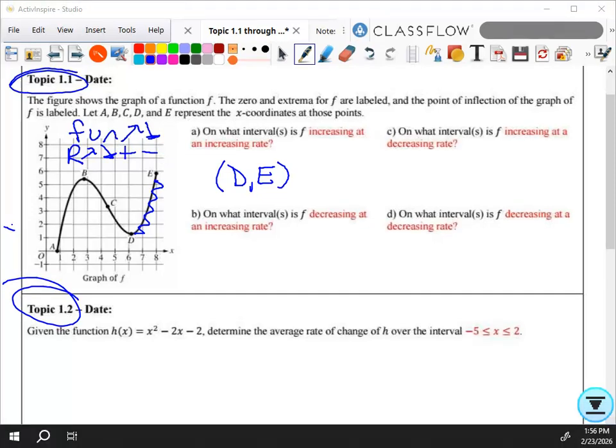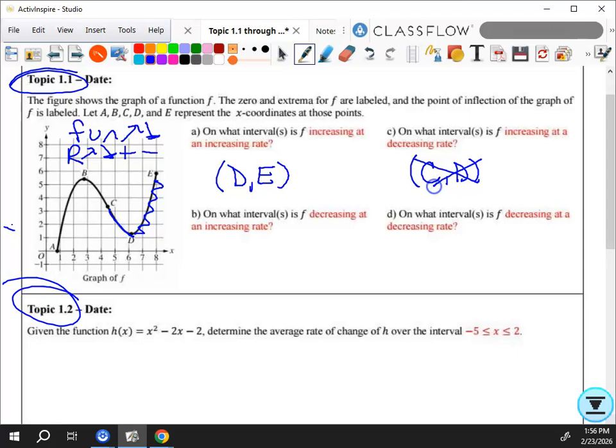C to D. Do y'all agree with C to D? Increasing at a decreasing rate. Do y'all agree with that? From C to D, is the function increasing? No, the function's decreasing, right? Where's the function increasing at a decreasing rate? Bray, you want to try again?